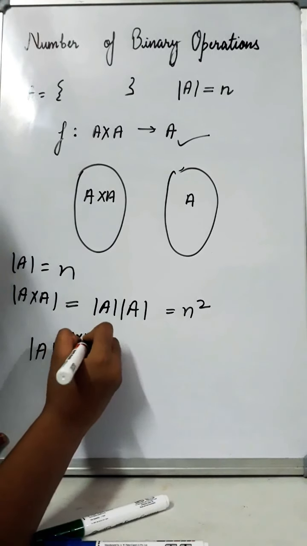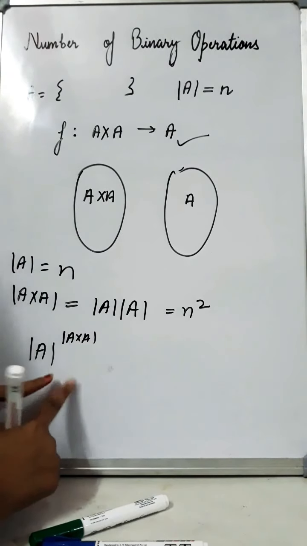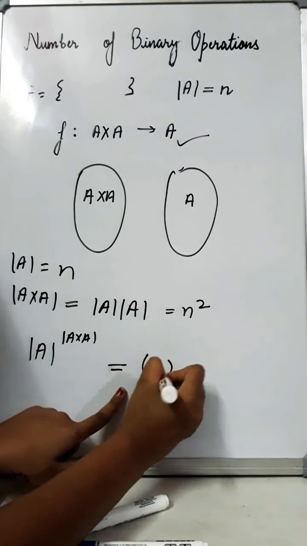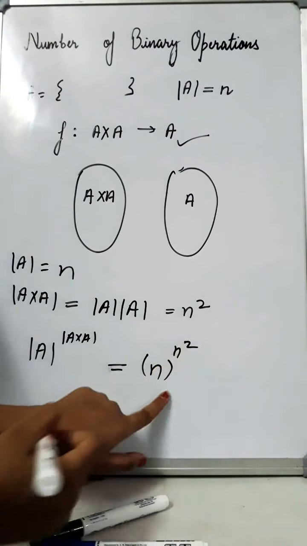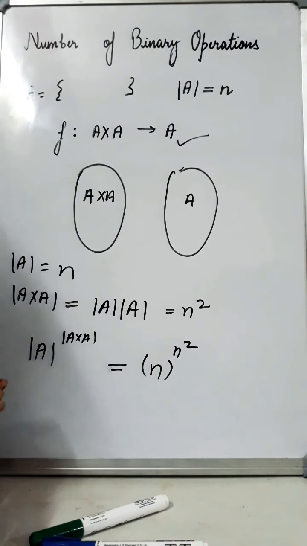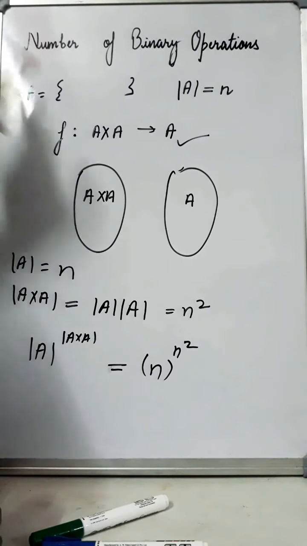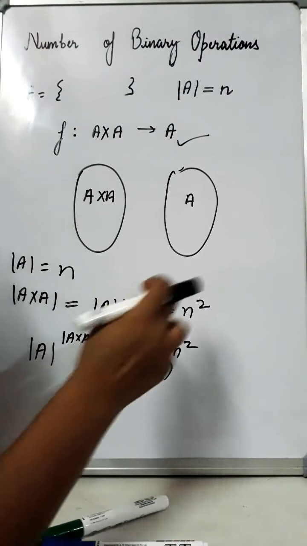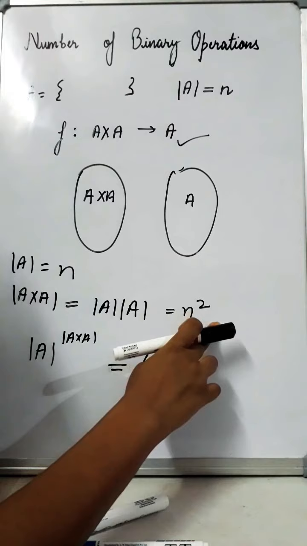Now the total number of functions from A cross A to A is n to the power n square. As simple as that, so this is your answer. What did we do? In order to find the total number of binary operations, we used the basic fundamental of binary operations: it's a function mapped from A cross A to A. We found the total number of functions that can be made, which is n to the power n square.